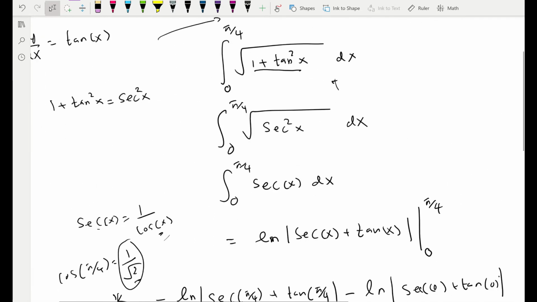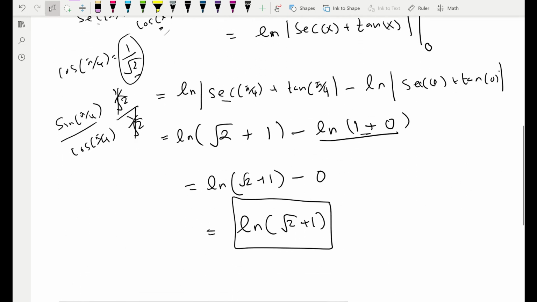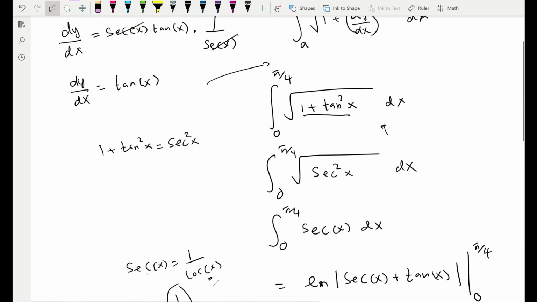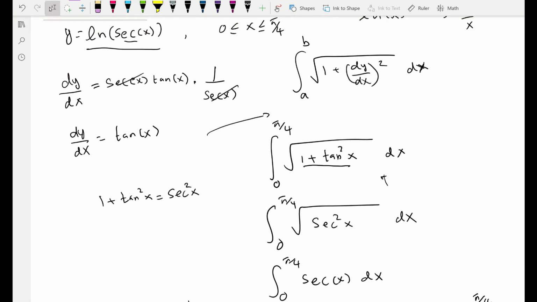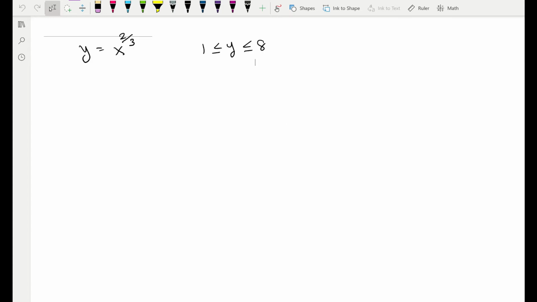I'm going to do a different example in this video. My second example is a little different, so let's check that out. Here's the second problem. In this problem, as you can see, I've been given the limits of y rather than x. If you remember our arc length formula, we are integrating with respect to x, so we need the limits of x. Where is x going from, and to?